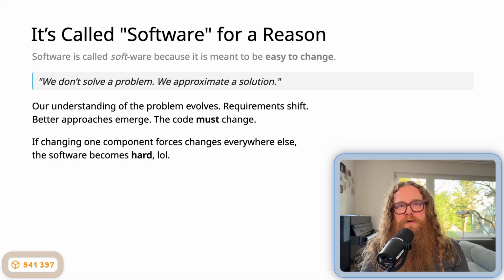We learn better ways to structure the program. Also, the programming language evolves, of course. So there's always a need for making changes in the code. And that's a good thing, right? So this is the advantage of software over hardware. But if making changes is complicated, then the software is no longer soft; it becomes hard.